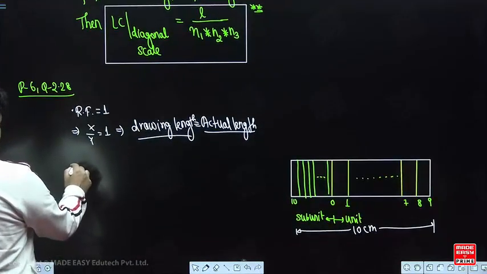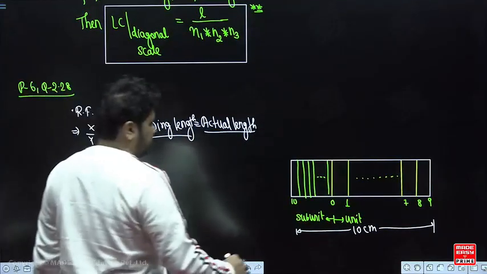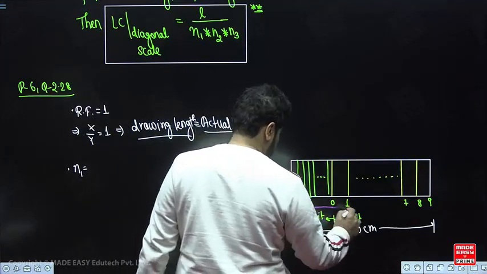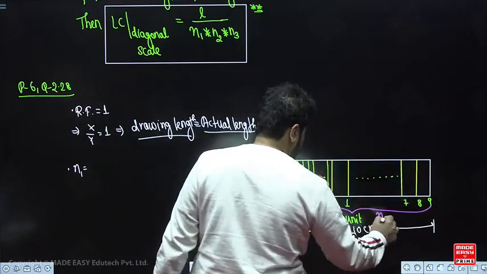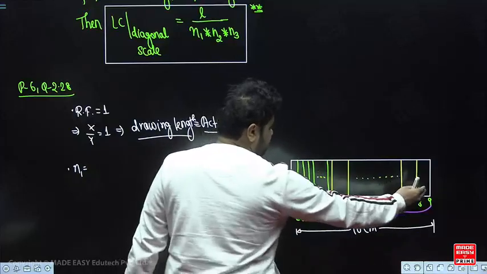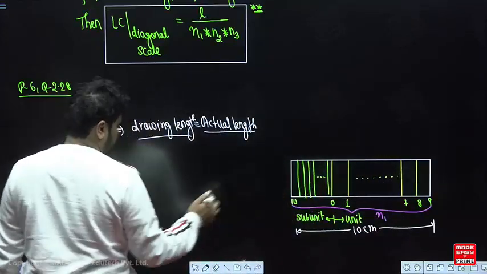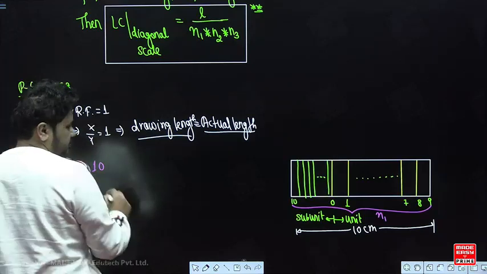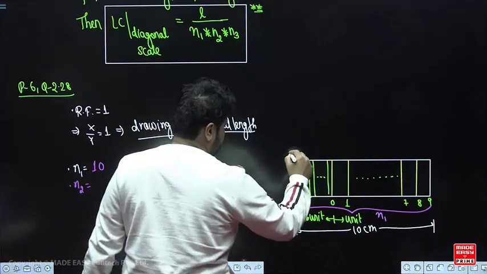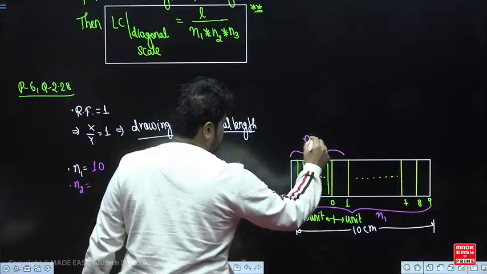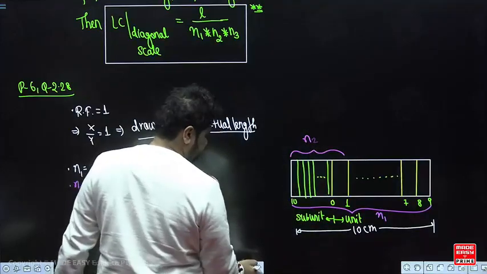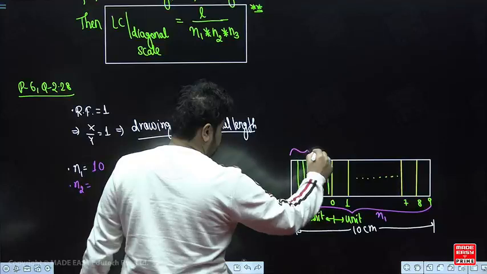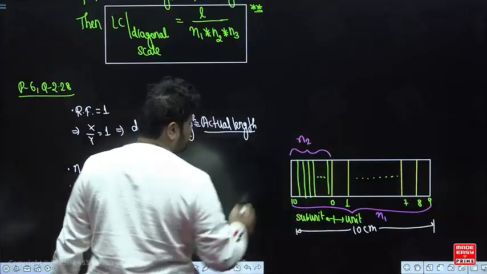So, here what is the value of n1, right. So, from here to here it will be n1, this is your n1. So, how much is your n1? So, total 9 divisions here and 1. So, n1 is 10. What is the value of n2, right. So, this is your n2, isn't it?